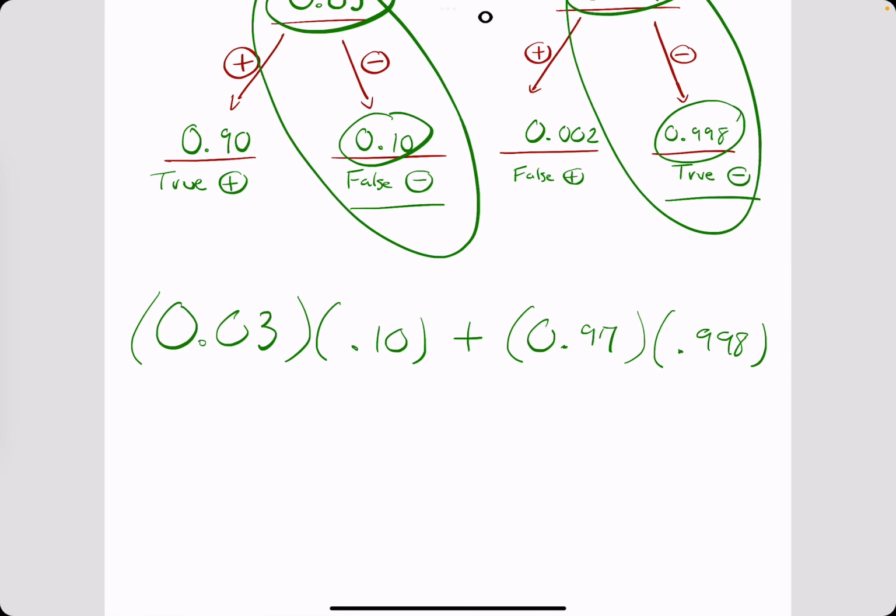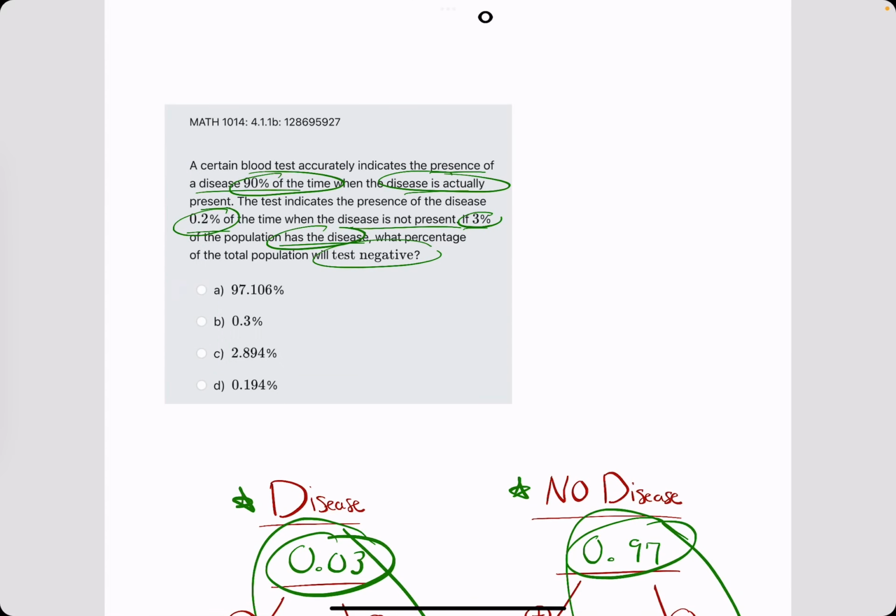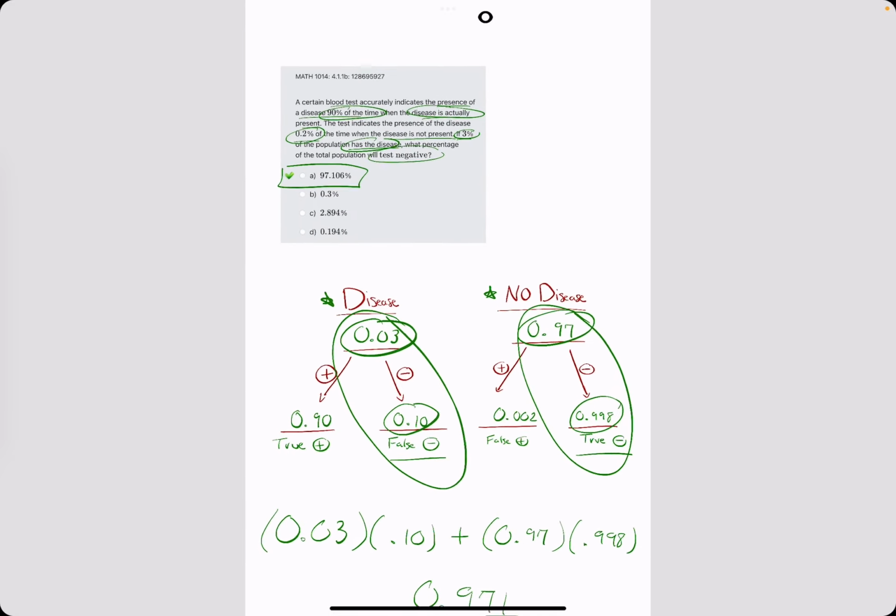Okay, let's use Siri. What is 0.03 times 0.1 plus 0.97 times 0.998? All right, it is 0.971, and as a percentage, that's 97.106%. I'll take that. That is our answer.